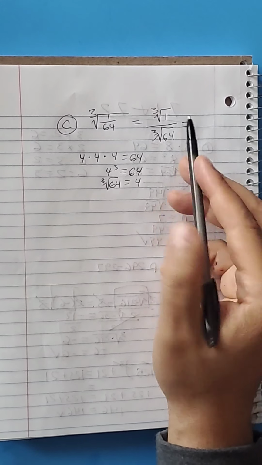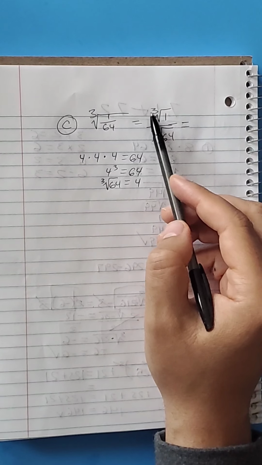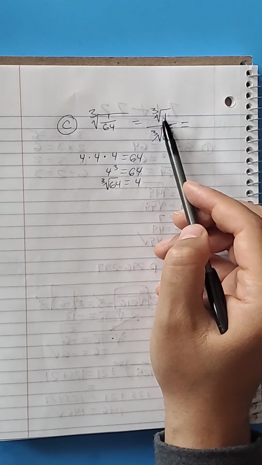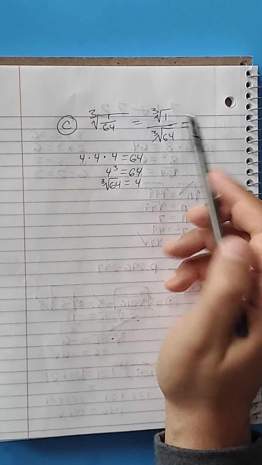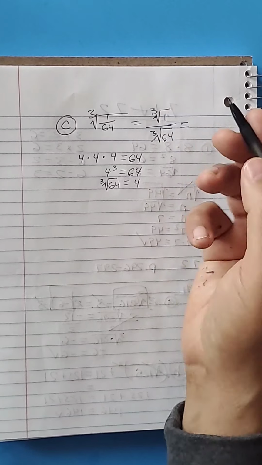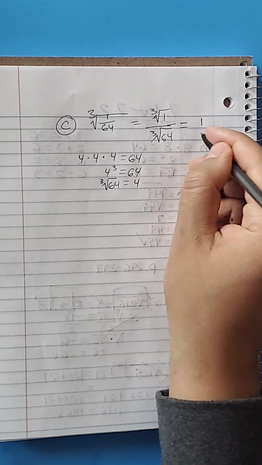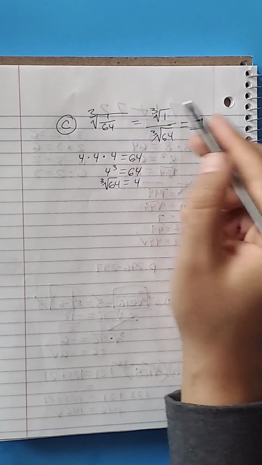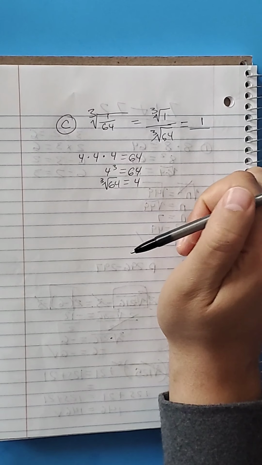It doesn't matter what root it is of 1. It could be the 100th root of 1. The answer is always going to be 1, because that's the only number you can multiply times itself to get 1. If this was square, it wouldn't matter. If it was 4th root, it wouldn't matter.